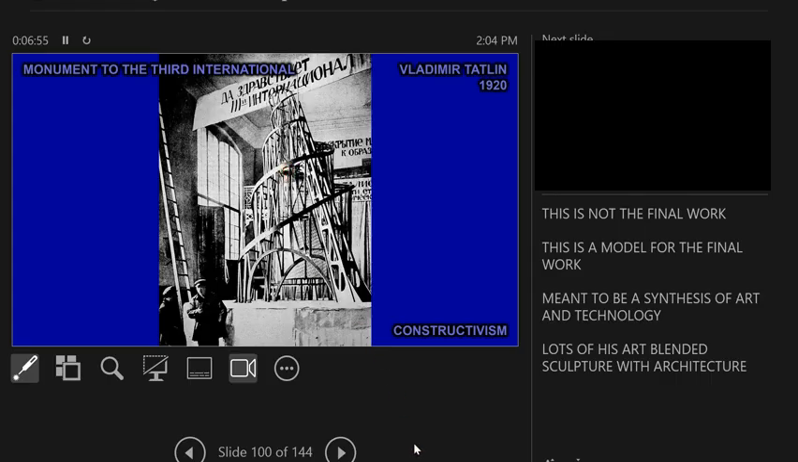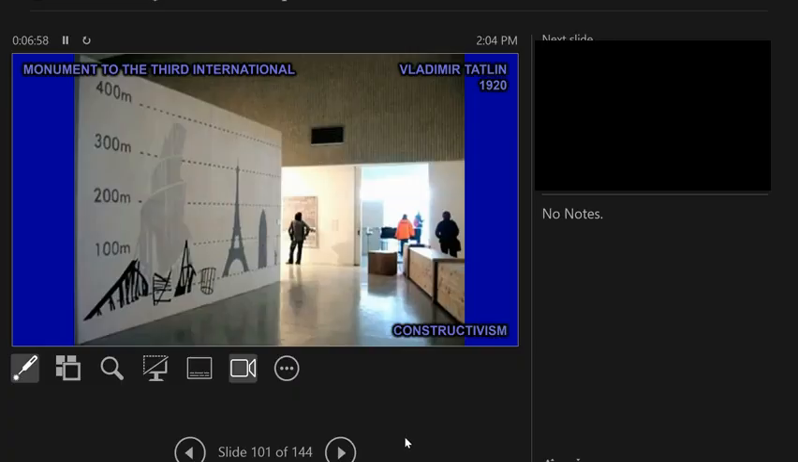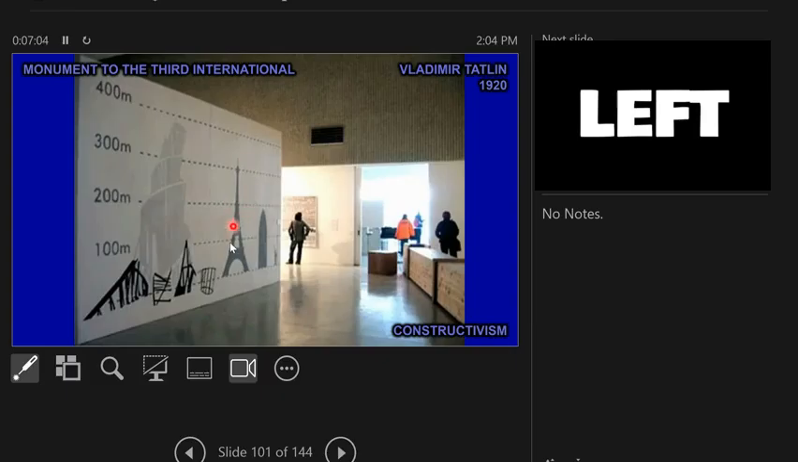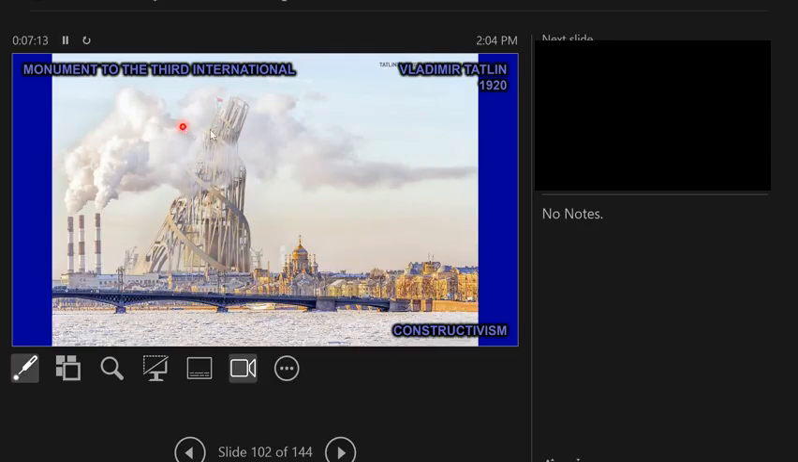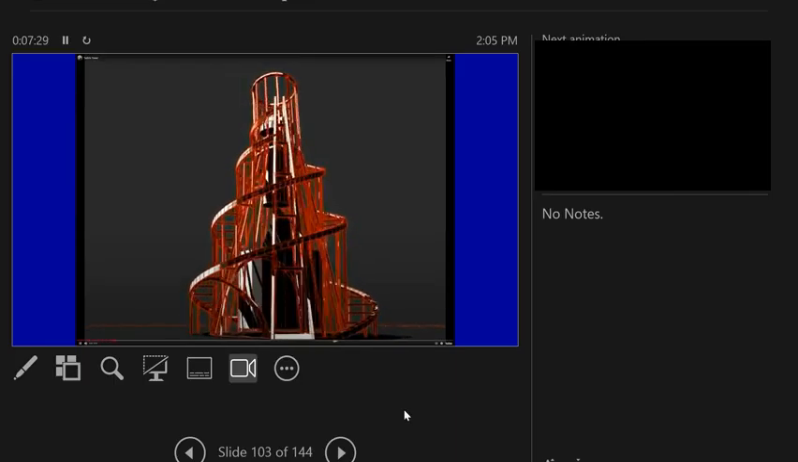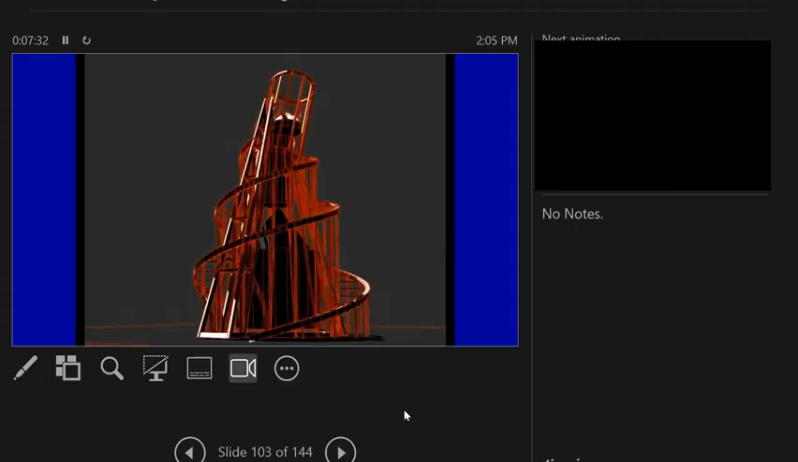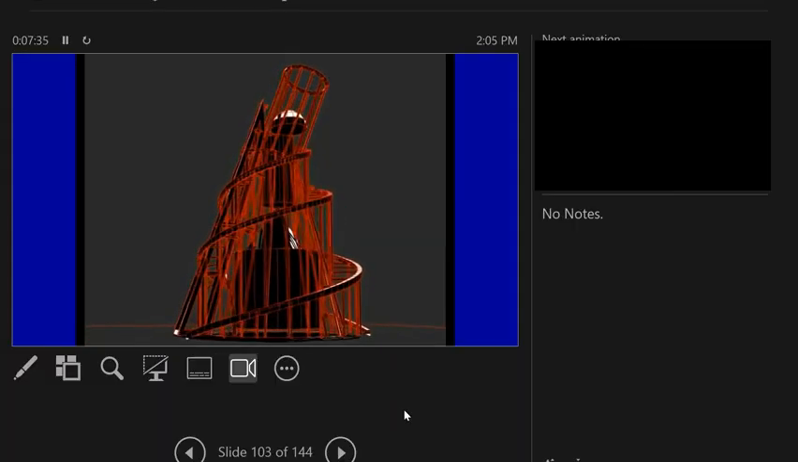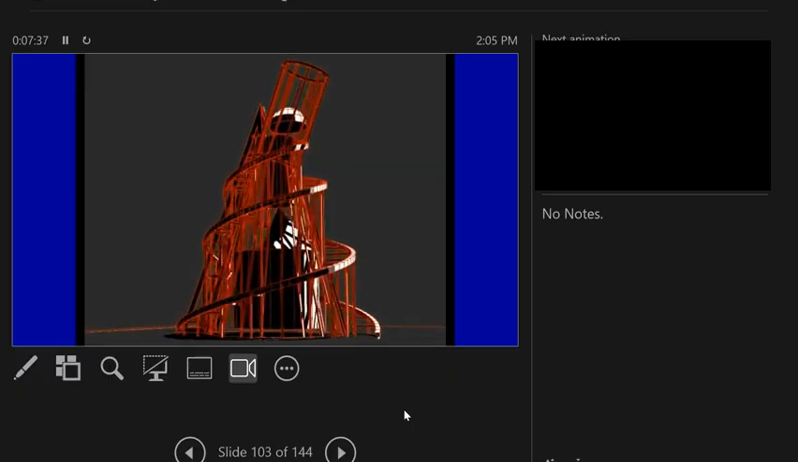So in this next photograph right here, I want you to look at this scale over here on the right. Here is the Eiffel Tower, and the Monument to the Third International was meant to be taller than the Eiffel Tower. It was meant to look something like that. And here we have a computer generated construction to show you what it looks like from different points of view. Now you see the outer part of this sculpture is all framework, but the inner part is solid.